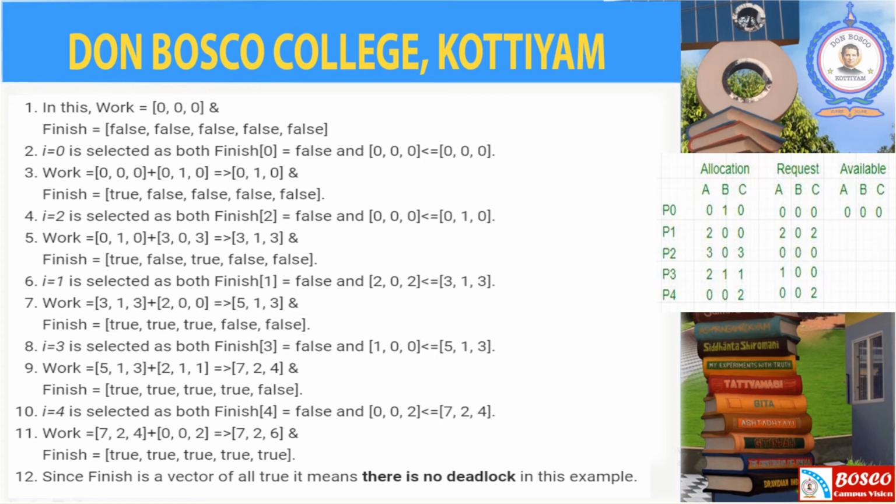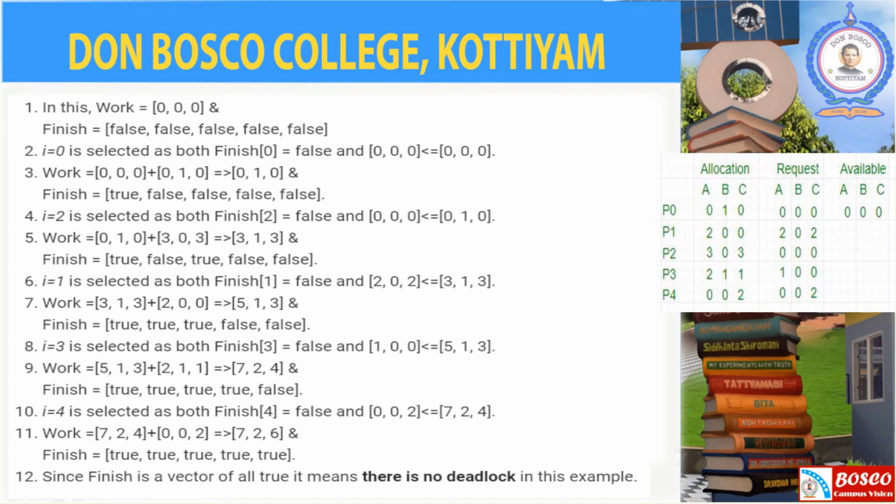Okay, so this is the working of the algorithm. Next, again we will be selecting P1. P1 is selected. After selecting P1, we check the finish status, and the finish status is false, and the request for P1 is 2 0 2 and Available is 3 1 3. That condition is true.